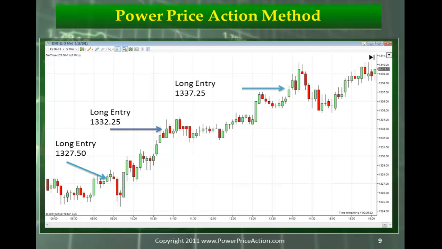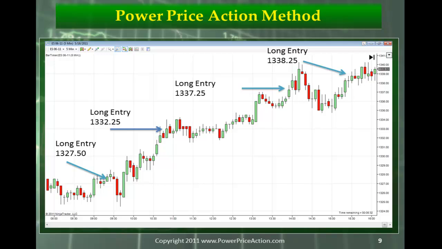Here's another long entry at 1337.25. Again, an exact number to reference and to go long at. And then we have another long entry here at 1338.25. So each step of the way, there's a reason why I'm going long. Price action is confirming it. I'm entering with exact prices. I have exact stops. I have exact profit targets.